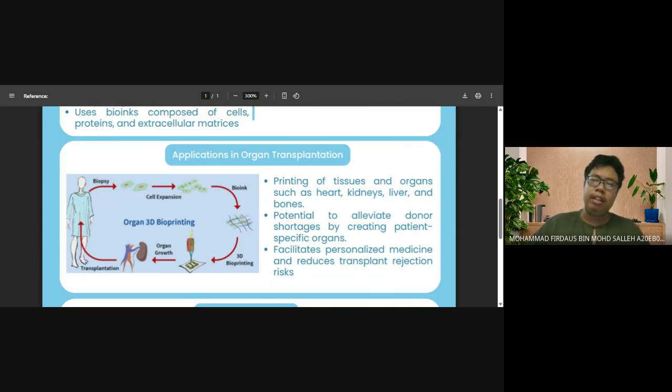Printing tissue and organs such as heart, kidneys, liver, and bones. With the help of 3D bioprinting, we can create these types of tissues and organs and many more related to the human body. The next one is the potential to alleviate donor shortage by creating patient-specific organs. The number of donors is still low worldwide, and the number of patients keeps increasing day by day. They still need to wait for an organ so that they can undergo organ transplantation surgery in order to feel better.